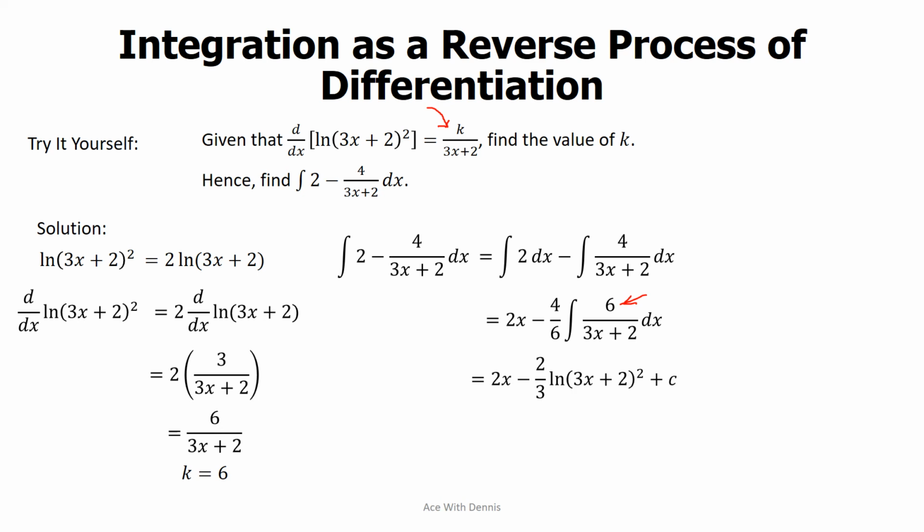And we don't have to do anything. For integration of 6 over 3x plus 2 dx, it will just go back to the original expression, which is ln (3x plus 2) squared. And 4 over 6, simplify, we get 2 over 3. So the whole expression becomes 2x minus 2 over 3 ln (3x plus 2) squared plus c.